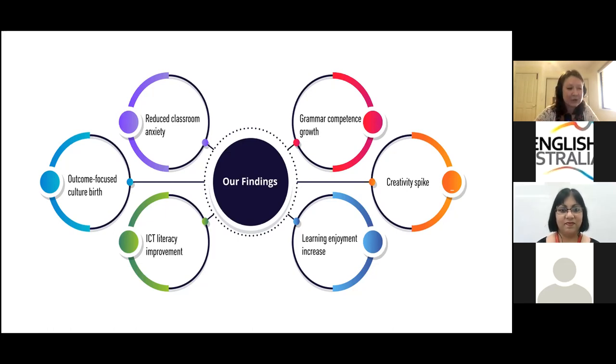Also, we created an outcome-focused culture, and all our students completed all of the ipsative assessment tasks, regardless of external obstacles. Our students' confidence in using technology really increased, and they learned how to utilize different multimedia tools. And all our research participants were able to show their creativity. Mukesh, you would agree with me, their creativity really increased. They were amazing.